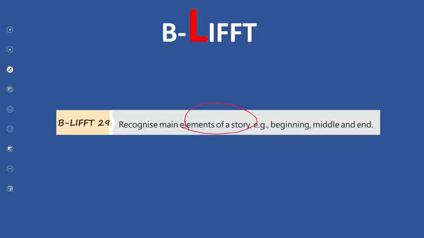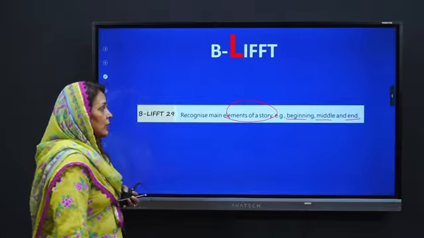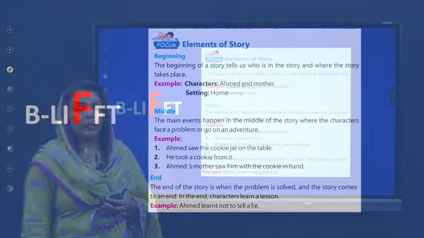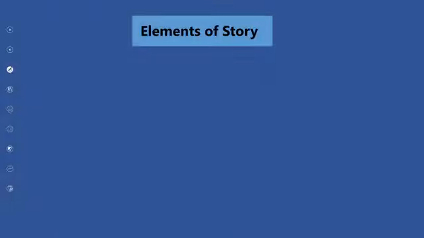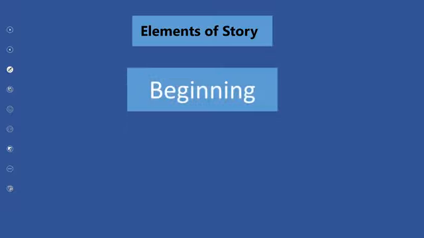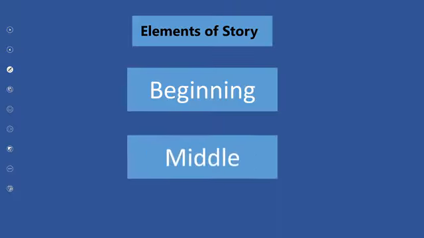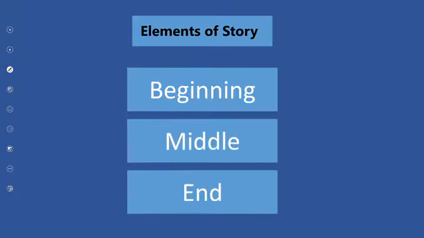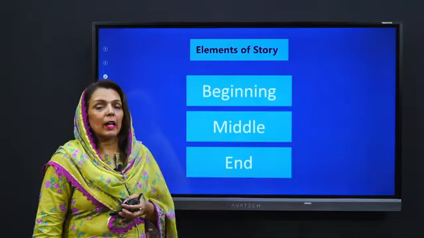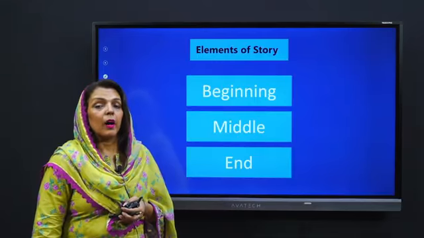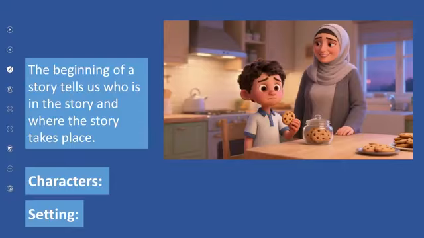What are the elements? What is the beginning? What is the middle? And what is the end of the story? So we are taking the same story which you have already read. We already read that the elements of the story are of three types: the beginning, which is the start, then comes the middle, and then comes the end. So every story should have these three elements, and element means parts. Got it?